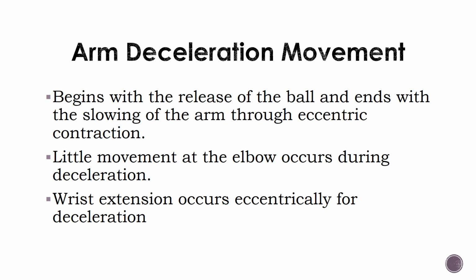Little movement at the elbow occurs during deceleration, and wrist extension occurs eccentrically for deceleration. It's pretty much the contraction of the muscles in place at the elbow, slowing the arm down.